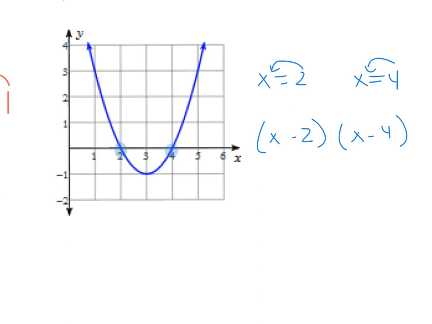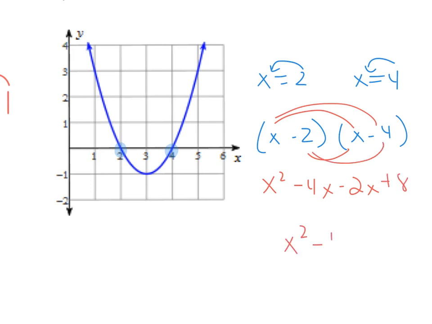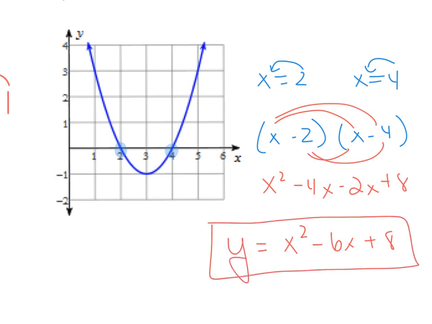Okay, now I'm going to go ahead and FOIL it out and get x squared minus 4x minus 2x plus 8, or x squared minus 6x plus 8. Now, since it's opening up here, we don't worry about putting that negative 1 out front. And then I need a y equals. So y equals x squared minus 6x plus 8.